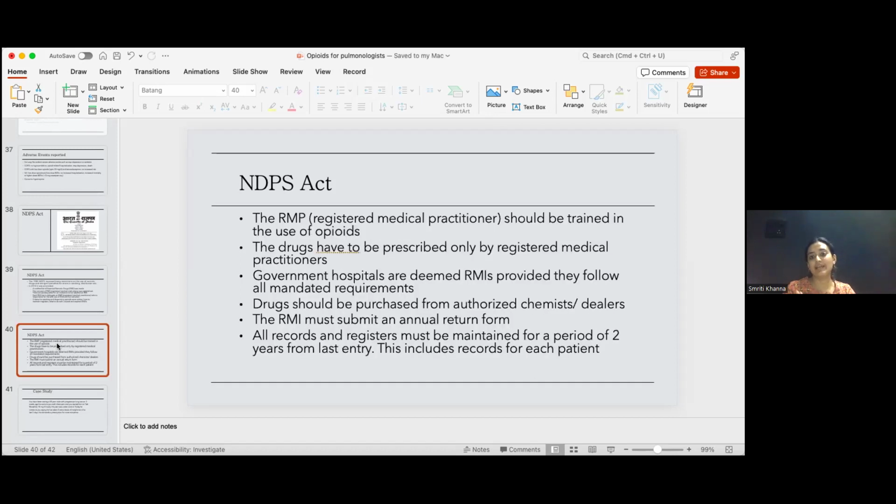So there has to be training in the use of opioids. The drugs have to be prescribed only by these RMPs. They have to be purchased from authorized chemists or dealers, and there has to be an annual record of how many have been taken in, how many have been utilized, and how many are pending. I'm going to stop sharing now.